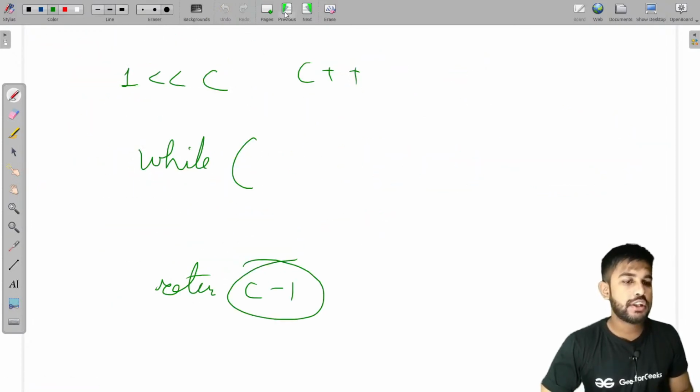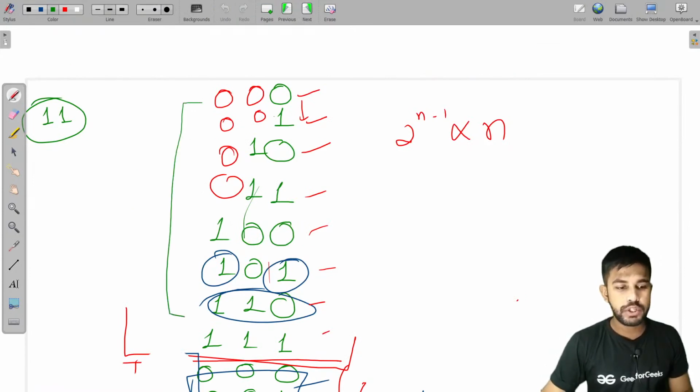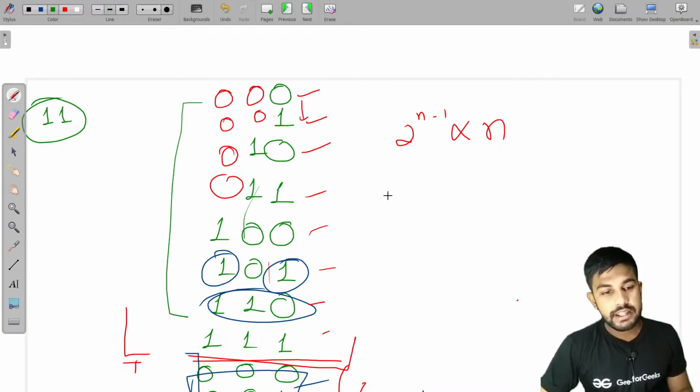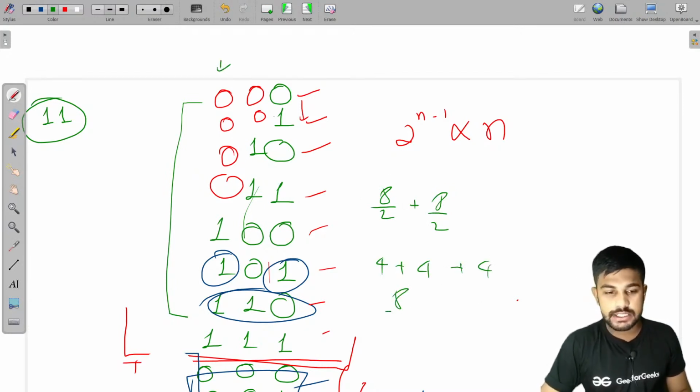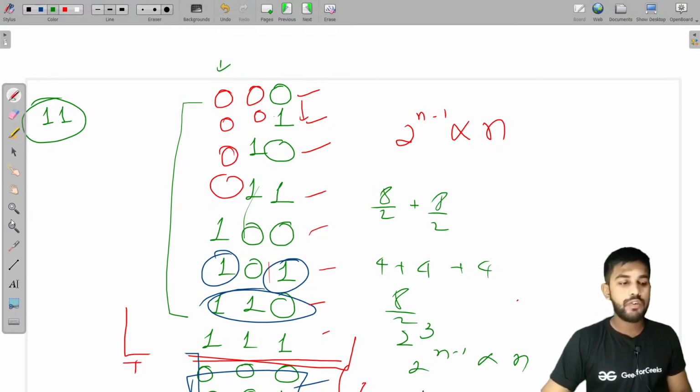Now the thing is that we know we would go from the top to 2 to the power n minus 1, and this would tell us what this is. This is 8 by 2, this is 8 by 2, and this would again be 8 by 2. This is 4 plus 4 plus 4. We need a relation, that is 8 by 2. 8 is 2 to the power 3, that is 2 to the power n minus 1 into n itself. This is how we can proceed.